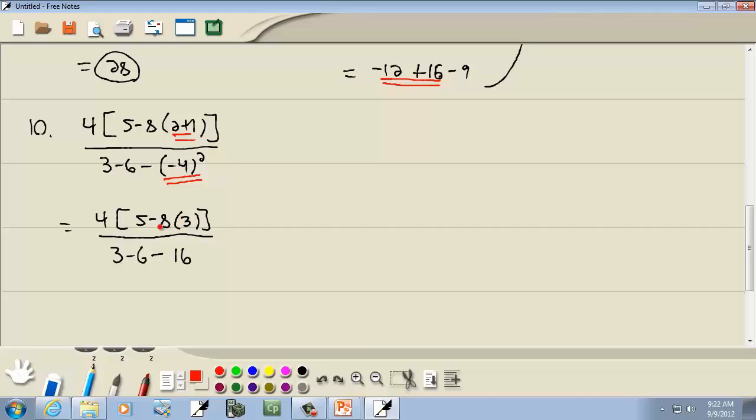Okay, back up on top. We're still doing what's inside the brackets. Please, excuse, no exponents. My dear, there's multiplication: 8 times 3. Now back to the bottom, there's no more exponents and no multiplication or division, so we go on to Aunt Sally, addition and subtraction. So up on top, 8 times 3 is 24. And down below, 3 minus 6 gives us negative 3. And the negative 16 carries along.